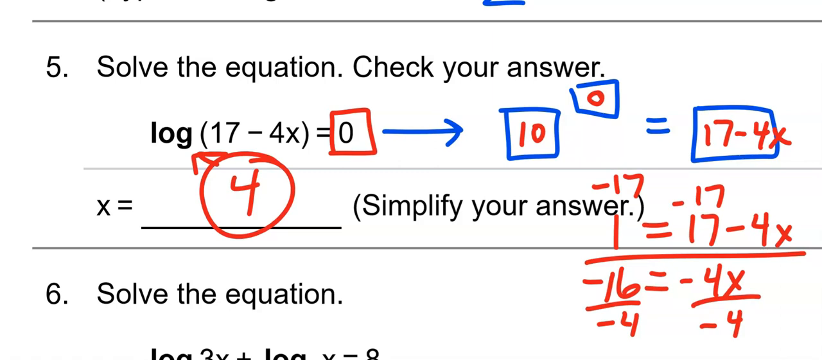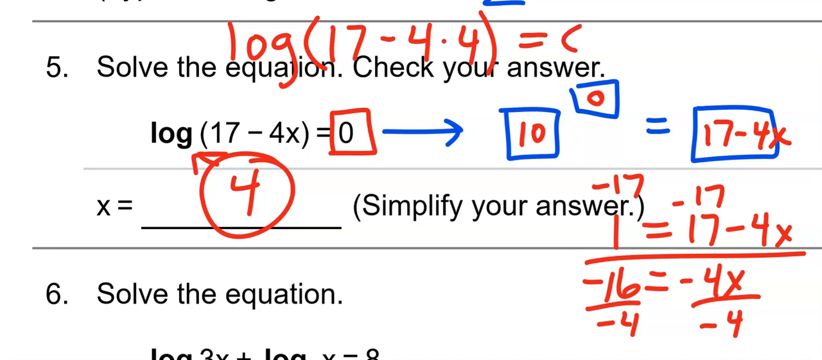And that's true. And you can always go back and check your answer if you want to. Since this is base 10, this would be easy to check. 17 minus 4 times 4. And you better end up with 0 as your answer. And you will.